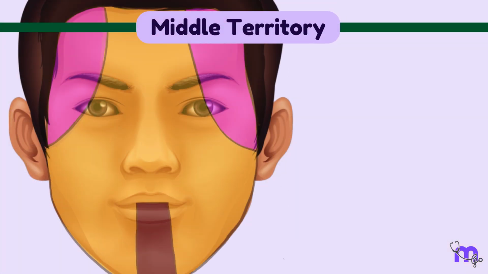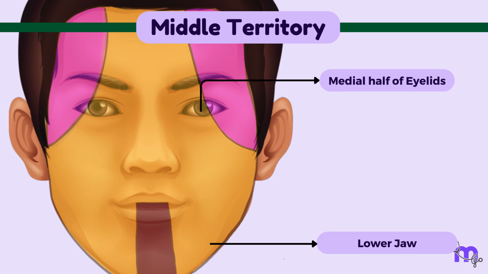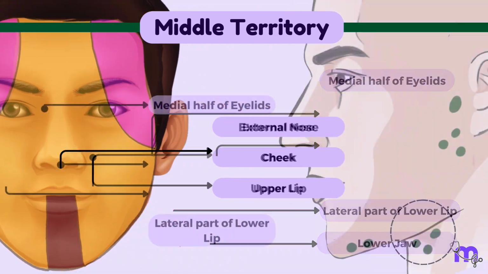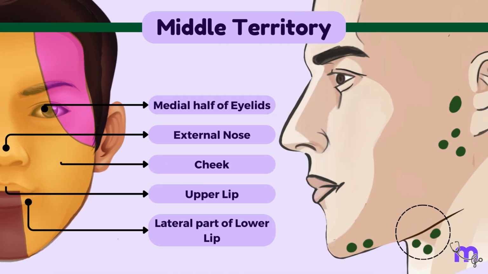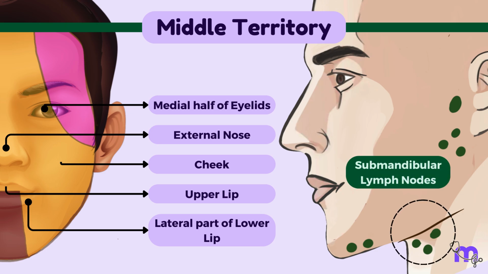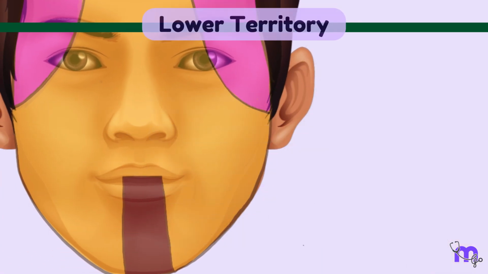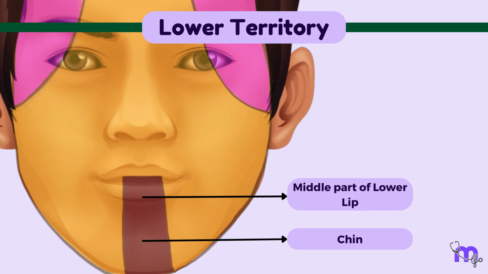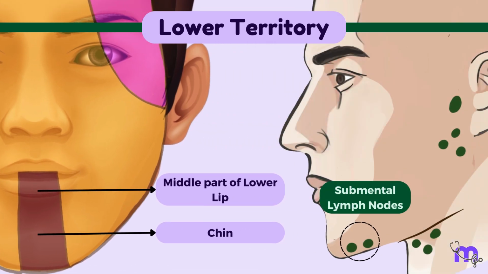The middle territory includes the greater part of the lower jaw, the medial halves of the eyelids, the external nose, the upper lip, the lateral part of the lower lip, and the medial part of the cheek. The lymph from these areas drains into the submandibular lymph nodes. The lymph from the lower territory, which includes the chin and the middle of the lower lip, drains into the submental lymph nodes.